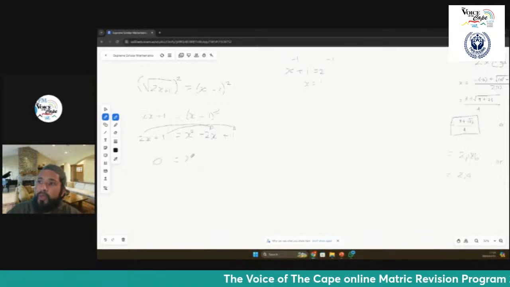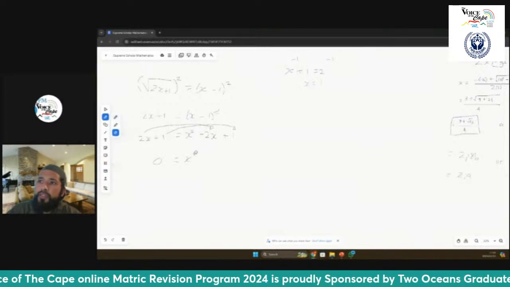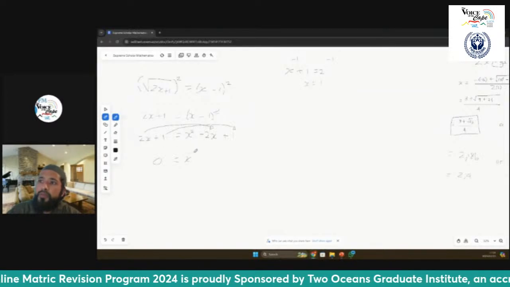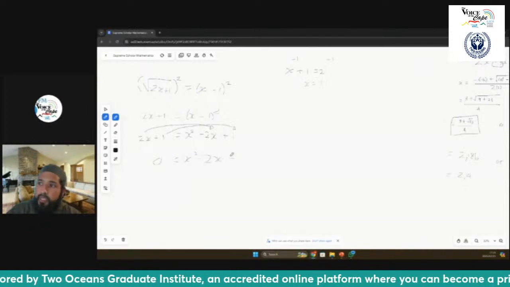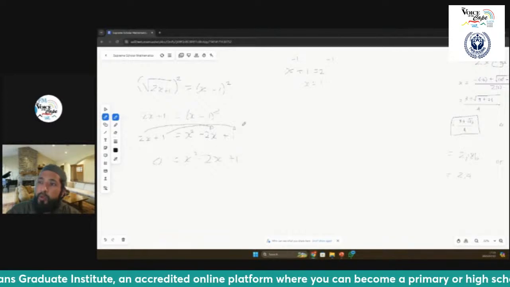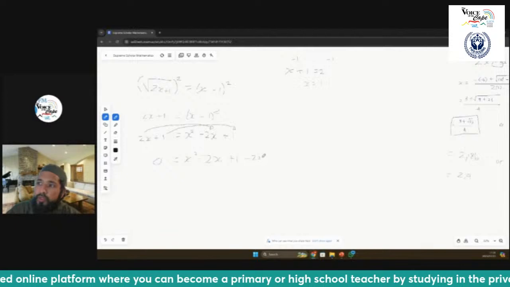We have x squared here, minus 2x plus 1. And then I brought the 2x over, so it became negative 2x. Remember, when you take a term over the equal sign, the sign changes, and you got minus 1.